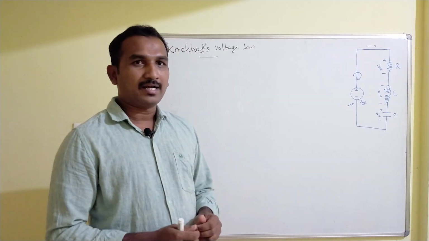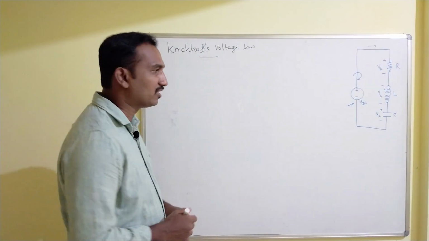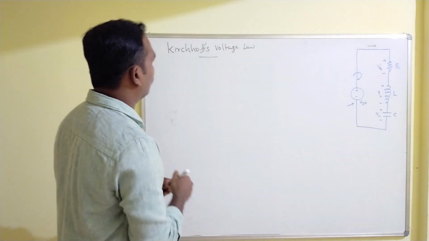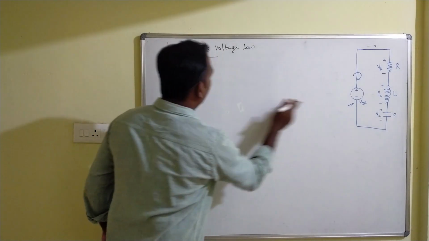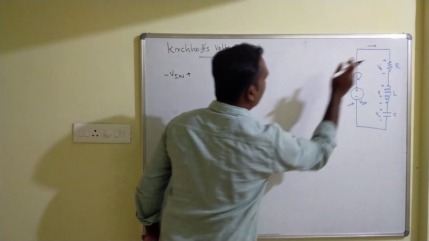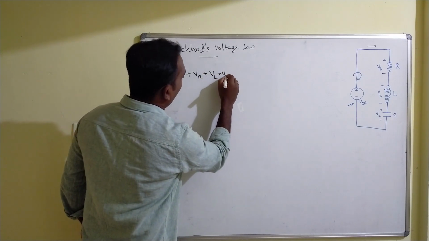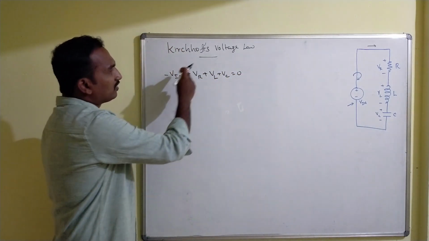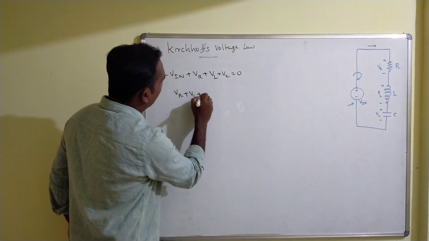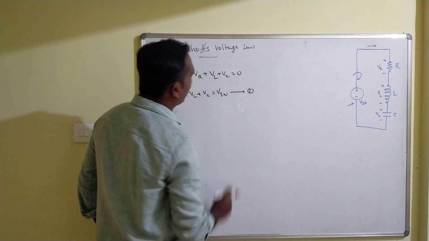In order to do that, I am going to use Kirchhoff's voltage law. What is meant by Kirchhoff's voltage law? The sum of all the voltages is equal to 0. That is, here we have the input VIN, the voltage across the resistance VR, and similarly the inductance and the capacitance, equal to 0. I am going to rewrite this statement as VR plus VL plus VC is equal to VIN. Let us call this equation number 1.